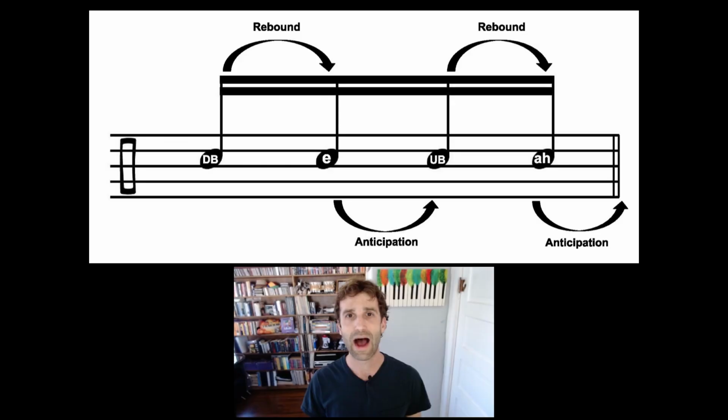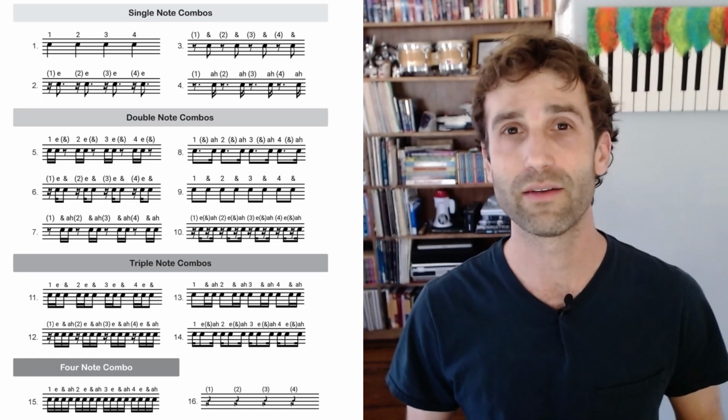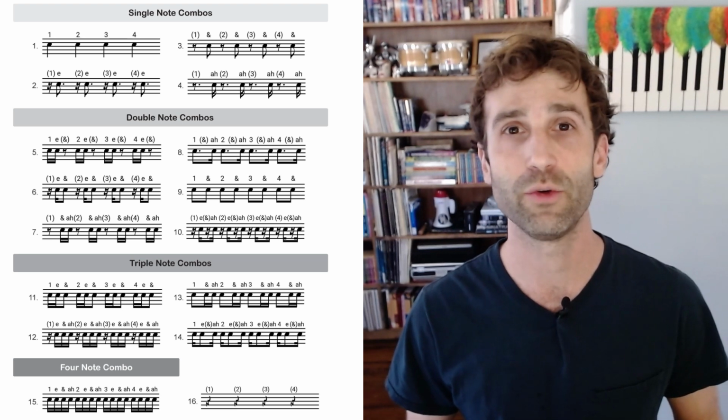It's that simple. As you can see in this diagram, the E can either be a rebound away from the downbeat or an anticipation to the upbeat, while the A is a rebound away from the upbeat or an anticipation to the next downbeat.